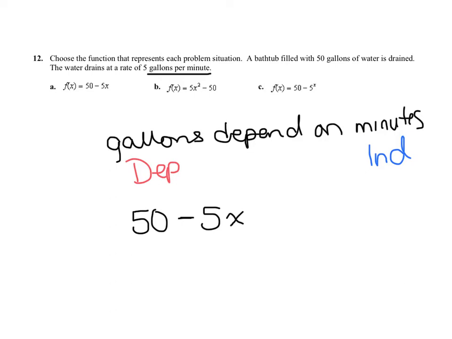And then this is a function. It's a linear function. I know it's linear because it's draining at a constant rate. And so we have f of x equals the amount we're starting with minus how fast it's draining out times however many minutes have happened. So our answer should be letter A.